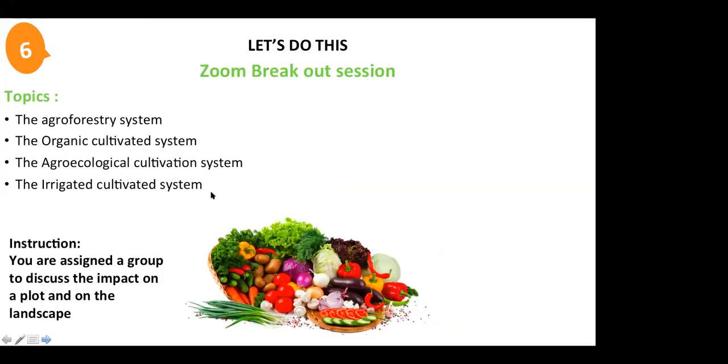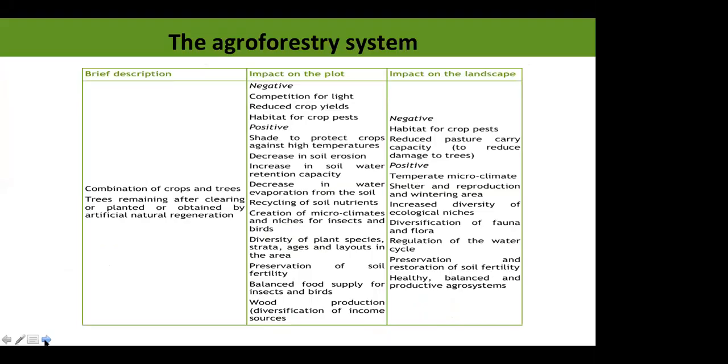Okay, so we were supposed to do a Zoom breakout session, but let's continue so that we can discuss, because we need more participants to fill in the breakout session.